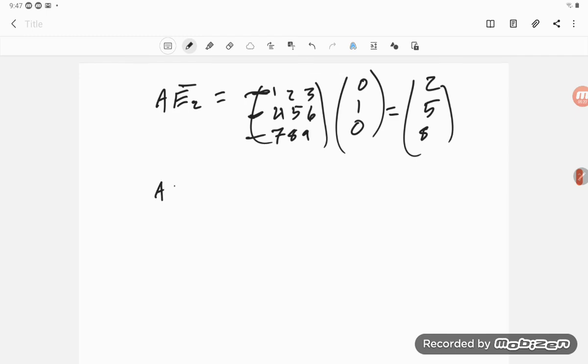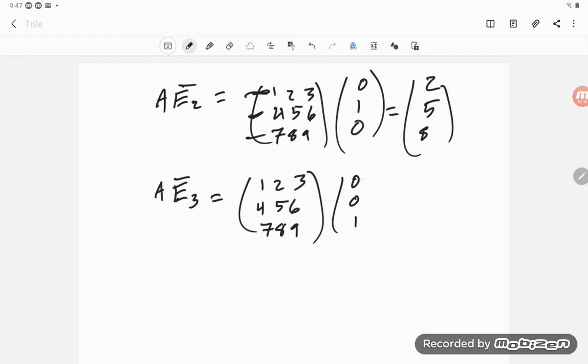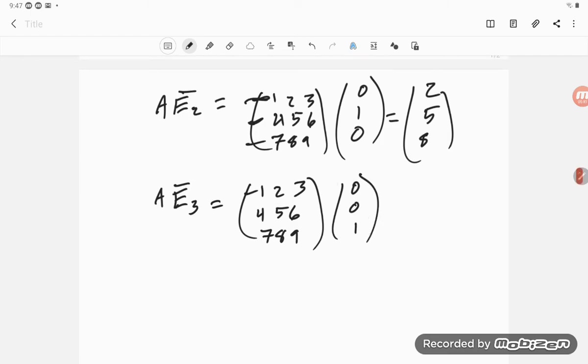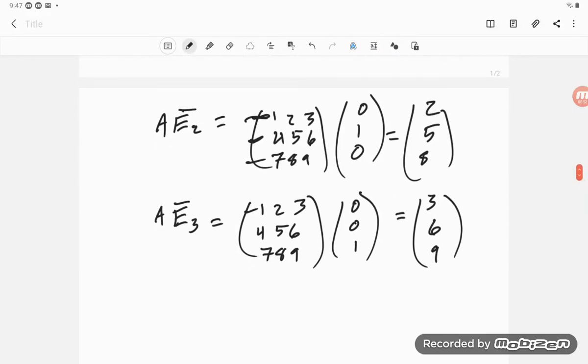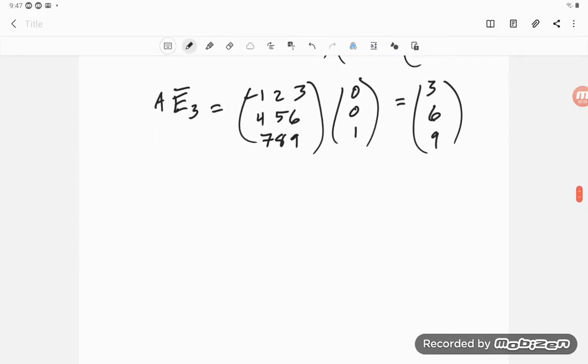And then finally, AE3. And 1, 2, 3, 4, 5, 6, 7, 8, and 9 times 0, 0, 1. And again, you see 1, 2, 3 times that 0, 0, 1, we get the 3, and then the 6, and then the 9. Okay, so you see multiplying by these e's just gives us those columns.